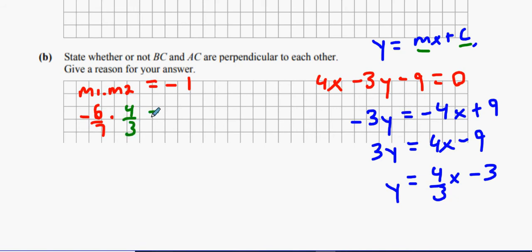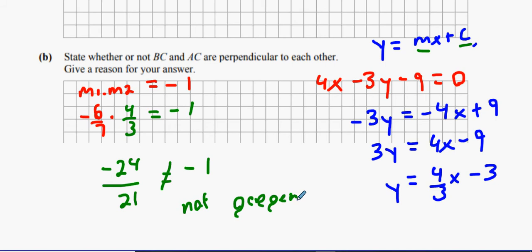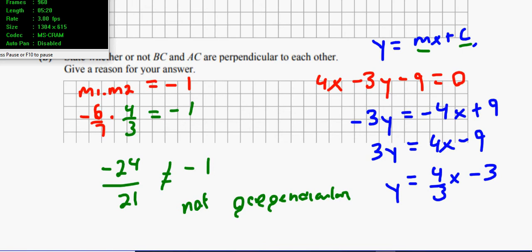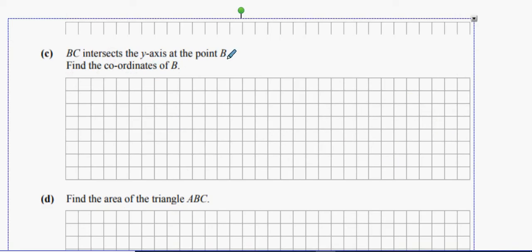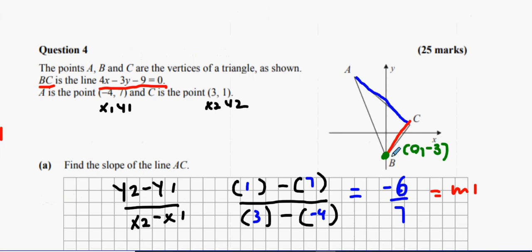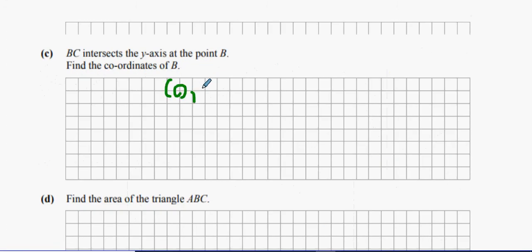And what happens when we multiply both of them by each other? Do they equal minus 1? No. Doesn't equal minus 1, so they're not perpendicular. Anytime you're asked to prove that two lines are perpendicular to each other, M1 by M2 equals minus 1. Every time. BC intersects the y-axis at the point B. I think we already said what B was, didn't we? B is 0, minus 3.